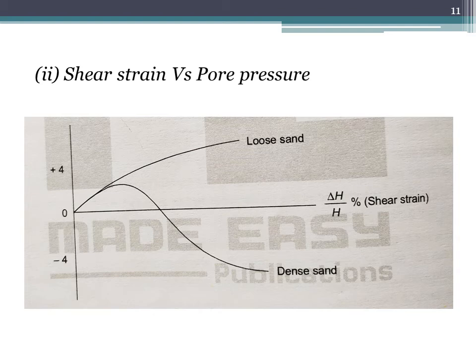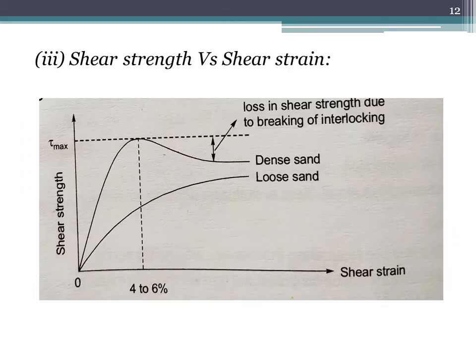Advantages: The test is simple and quick, and the apparatus is cheaper. No technical skill is needed, and the thickness of the sample is very small, hence drainage does not take much time.